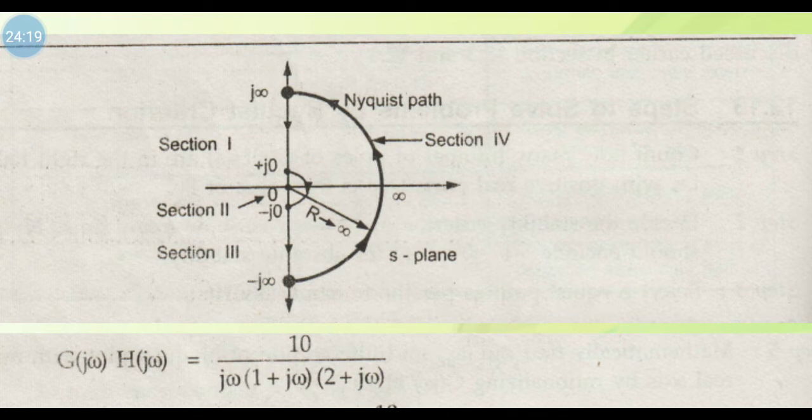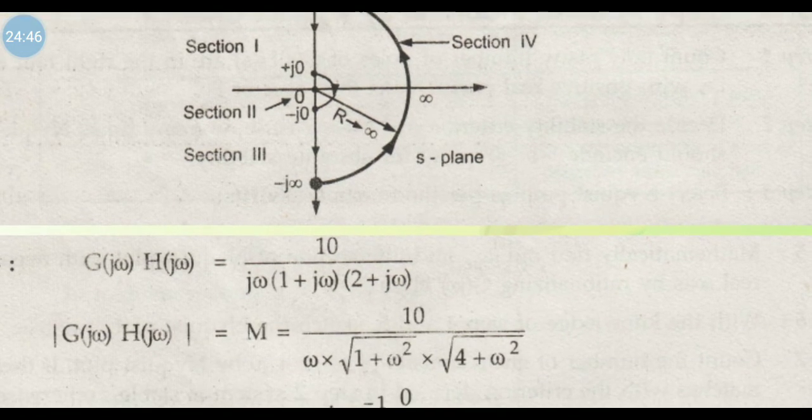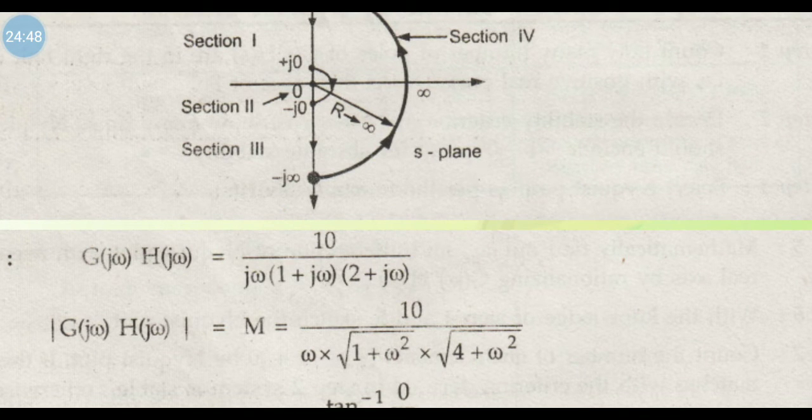Then the Nyquist path will start from plus j infinity and it will continue to minus j infinity with a semicircle of radius infinity. Is it clear? Okay. Then that has been drawn. So this is section 4, section 1, section 2, section 3. Origin.